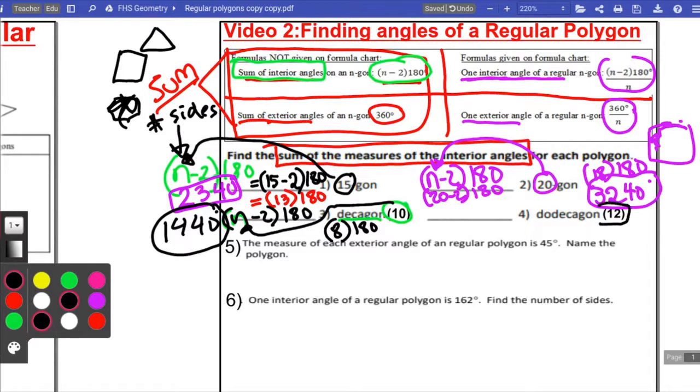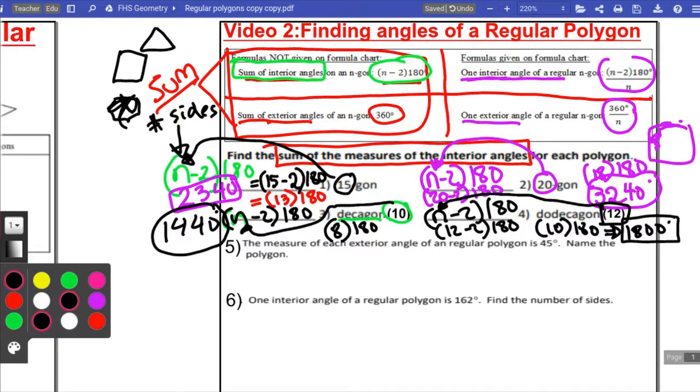This one is a 12-sided polygon, so I will still use the same formula. You take the 12 and plug it in for n. So you should have 12 minus 2 times 180, which is 10 times 180. I don't need a calculator for that, because when you multiply anything by 10, you're just adding a zero. So it'll be 1800 degrees. That covers that question.